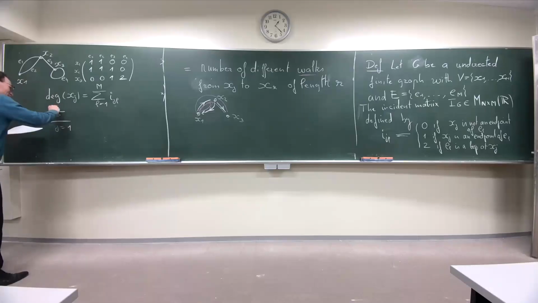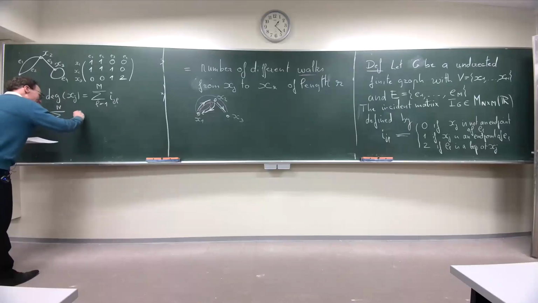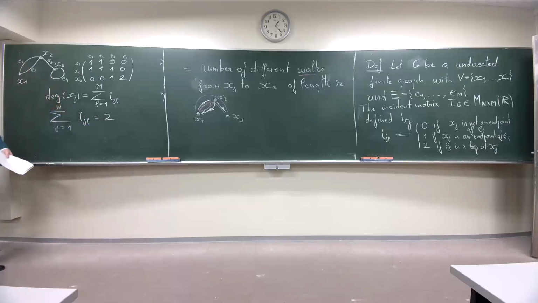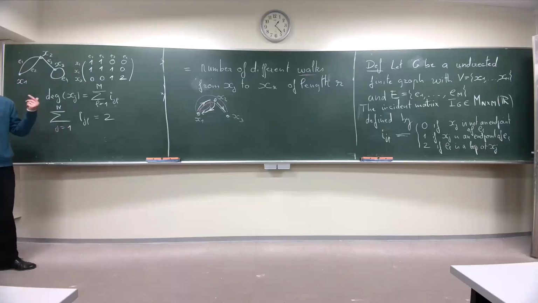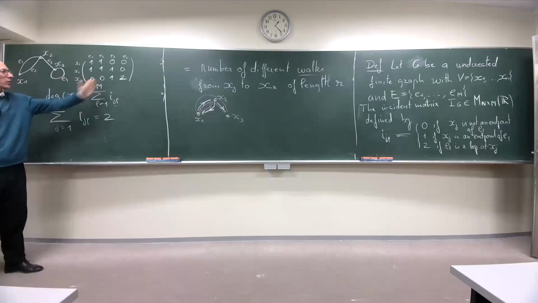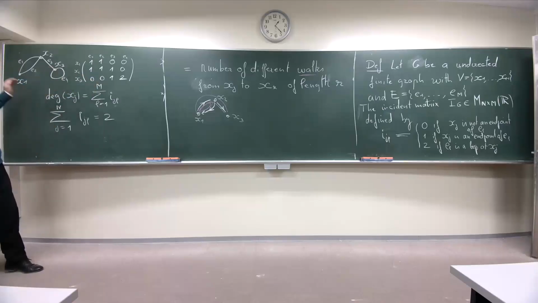Then you also have to do the second exercise. Please check that this is always 2. Vertically, it's always 2 because it's in fact the 2 endpoints of any edge. So vertically, it always sums up to 2. Horizontally, it gives you the degree.